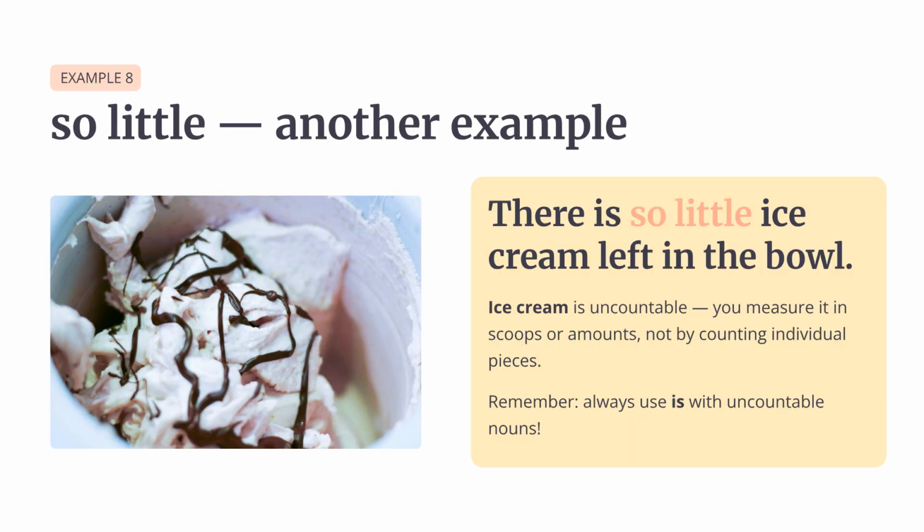Here is example 8, another example for so little. Look at the sentence. There is so little ice cream left in the bowl. Ice cream is uncountable because you measure it in scoops or amounts, not by counting individual pieces. Remember, always use is with uncountable nouns.